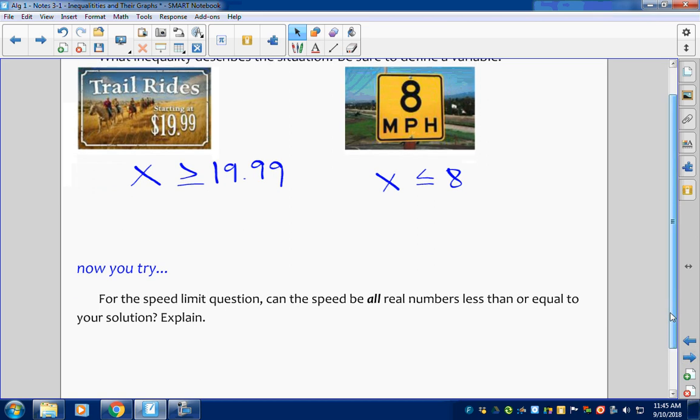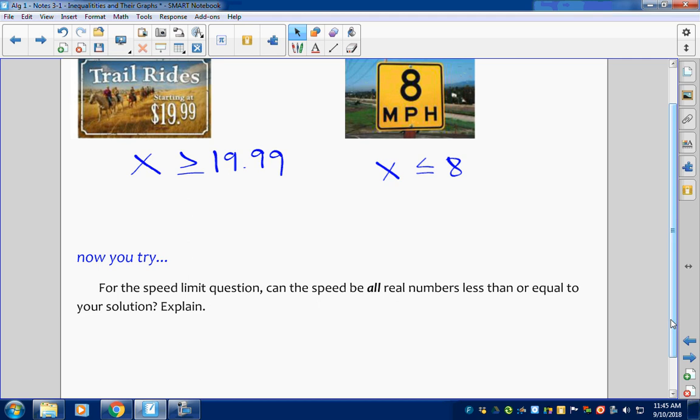For the speed limit question, can the speed be all real numbers less than or equal to your solution? Well, what kind of speeds could you be going? Can you go negative speeds? That's really what this is asking, right? Is it really all real numbers less than or equal to 8? Well, not quite.